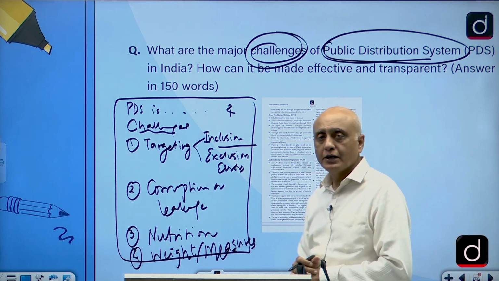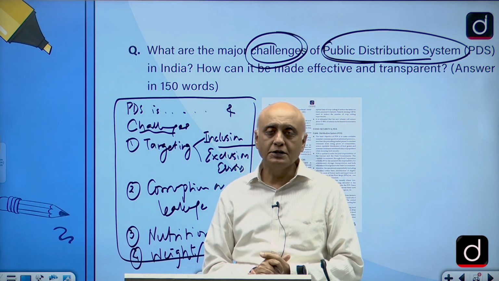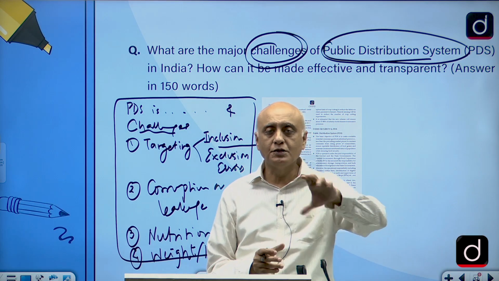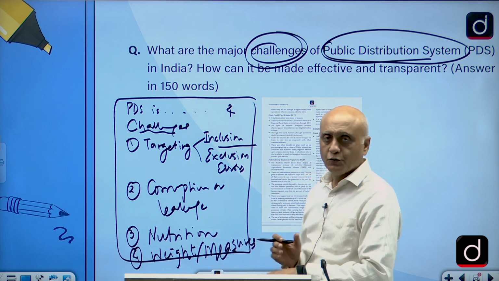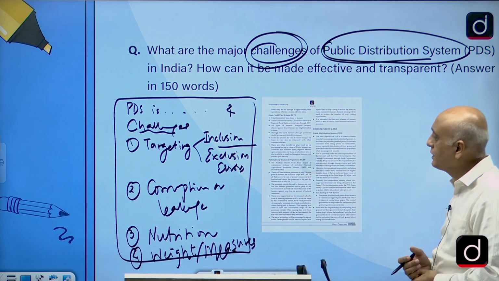As I have told you, there are so many problems in every chapter, every topic, but you have to choose the best 4 or best 5. I think 4 is a good number for any question.